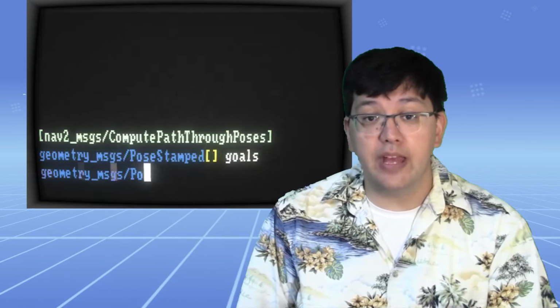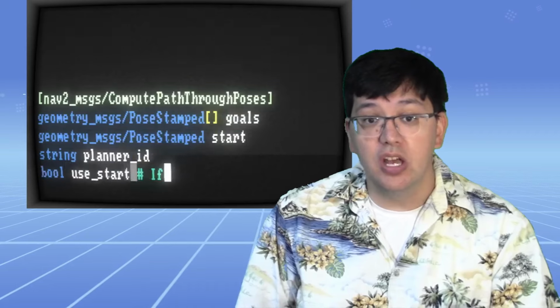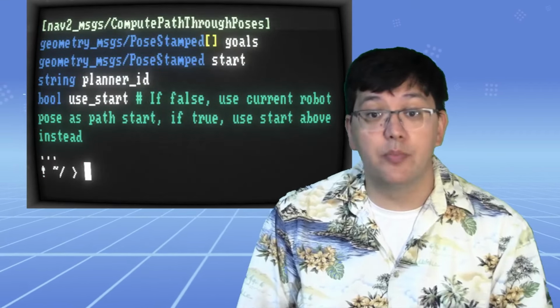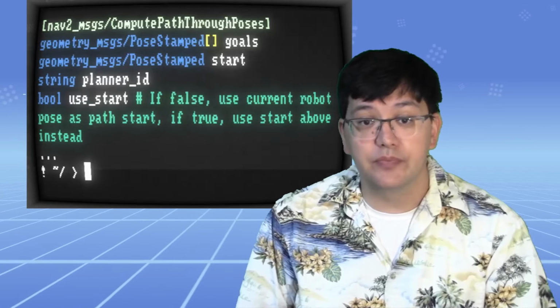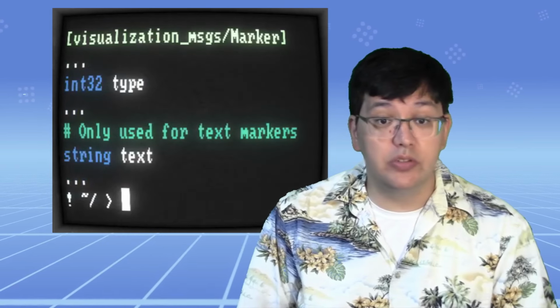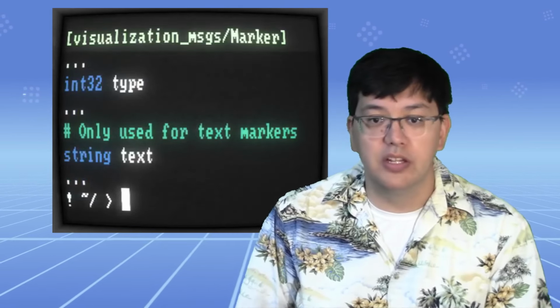Option 2 is you could have flag-controlled interfaces. The value of one field dictates whether another component has a real value or not. It could be a Boolean flag. For example, in the compute path through poses action, we have an optional start pose, and whether we use that or not is dependent on the Boolean flag useStart. This can also be dictated by some enum style field. For example, in the marker message, the string field text is only used if the type is equal to text view facing.